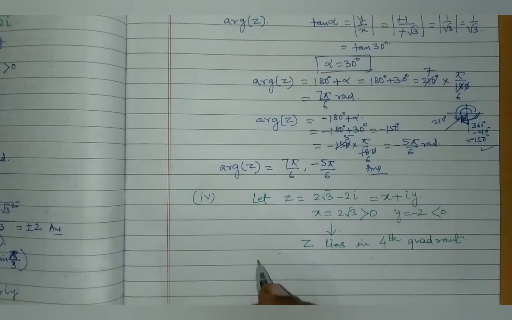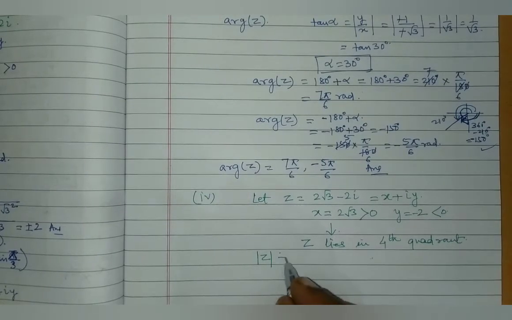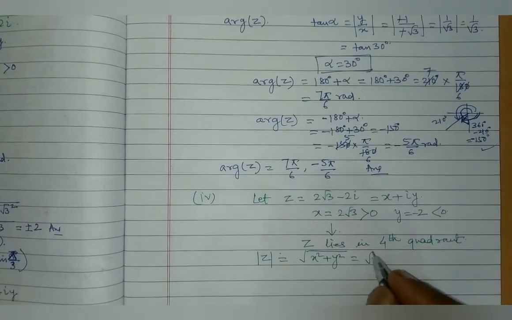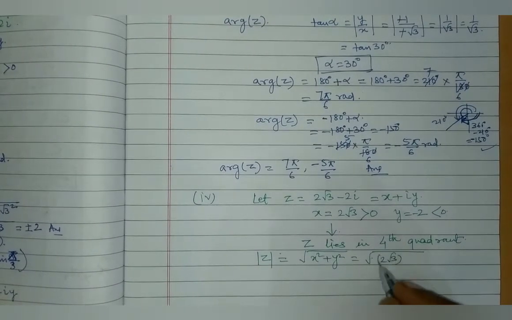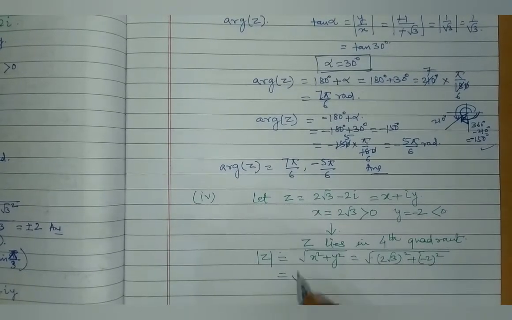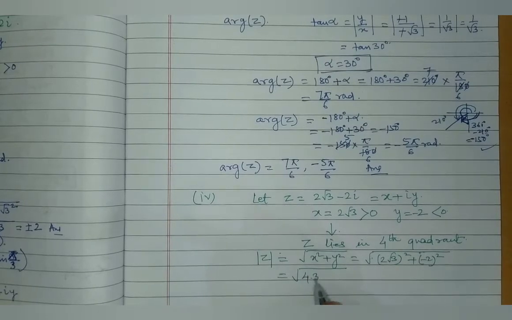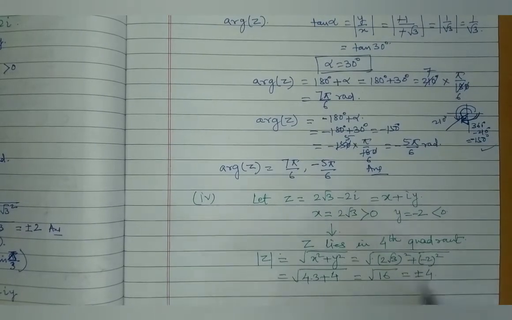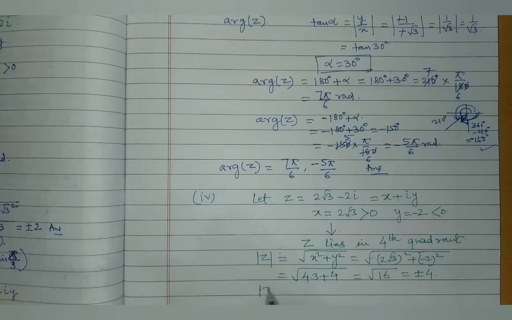So here first of all the modulus of the complex number is equal to root under x square plus y square. So it is 2 root 3 whole square and then minus 2 whole square. 2 root 3 squared means 4 into 3, which is 12, and then 4. So it is again 16, so it is plus minus 4. So the modulus of the complex number is plus minus 4.